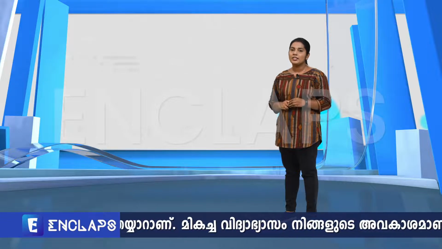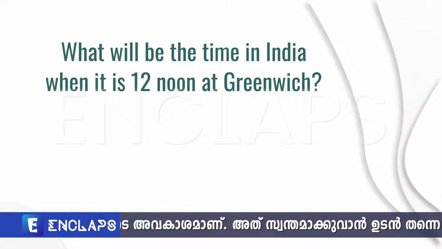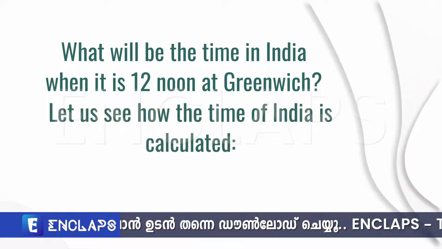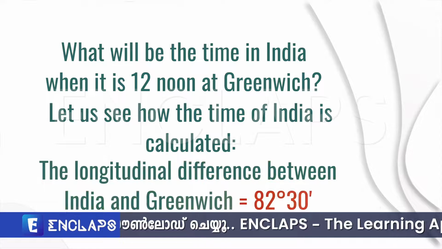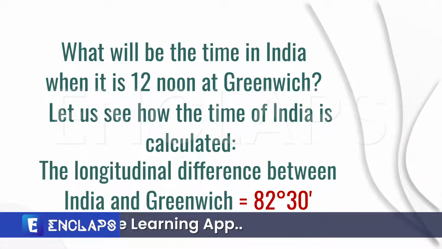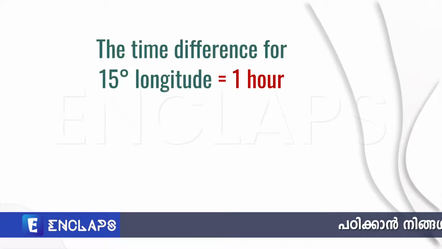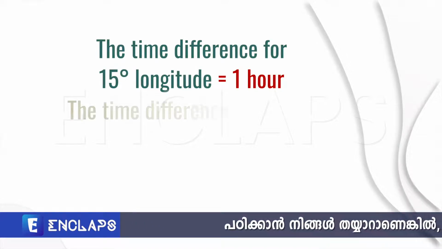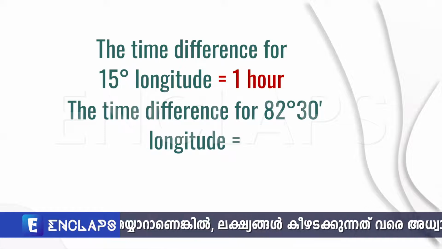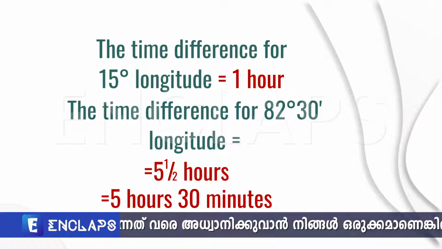Let us calculate time. What will be the time in India when it is 12 noon at Greenwich? Let us see how the time of India is calculated. The longitudinal difference between India and Greenwich is equal to 82 degree 30 minutes. The time difference for 15 degree longitude is equal to 1 hour. The time difference for 82 degree 30 minute longitude is equal to 5.5 hours, that is 5 hours 30 minutes.